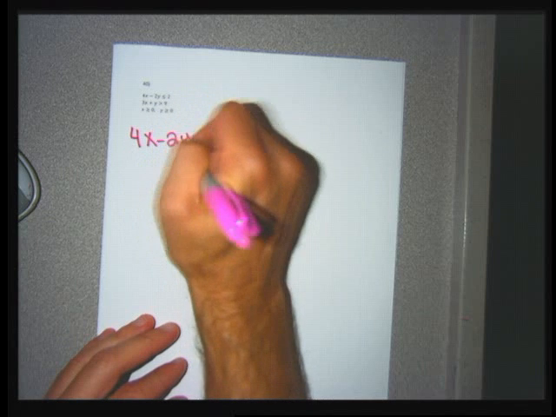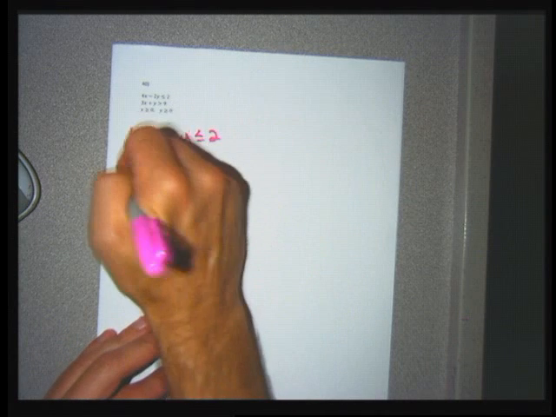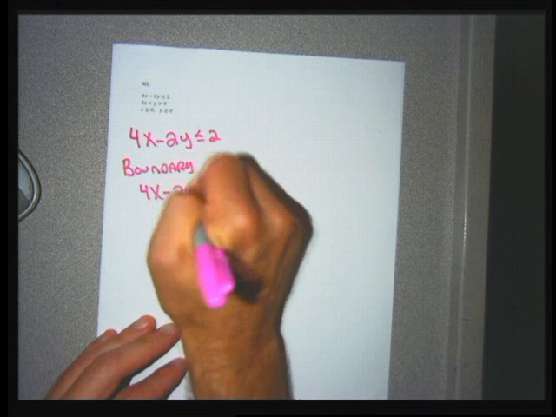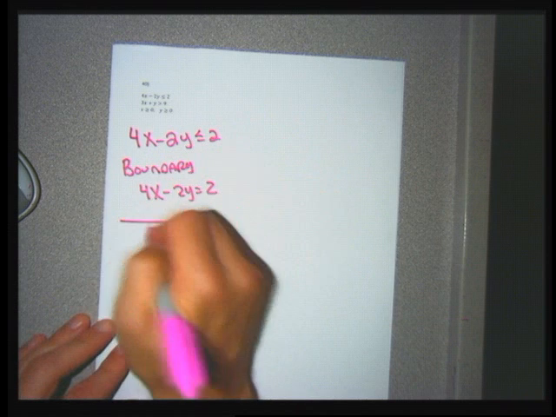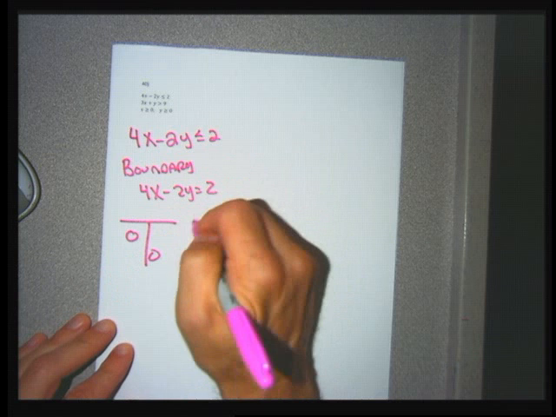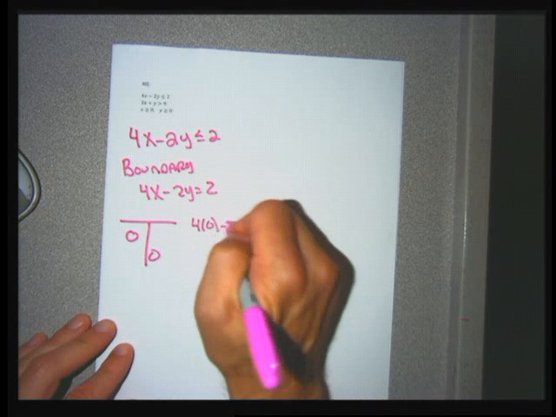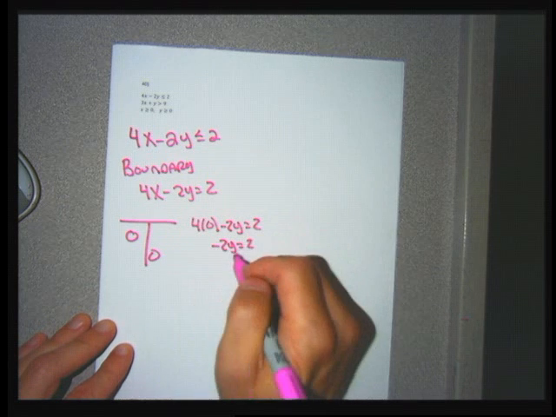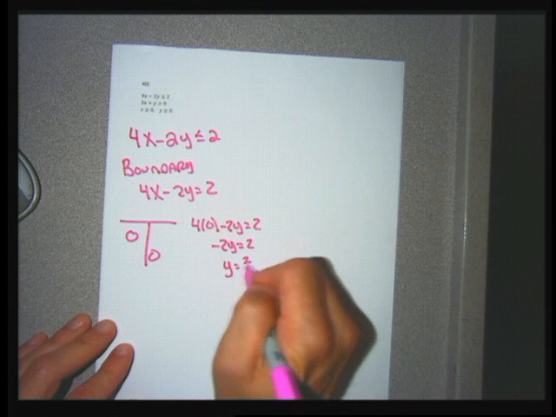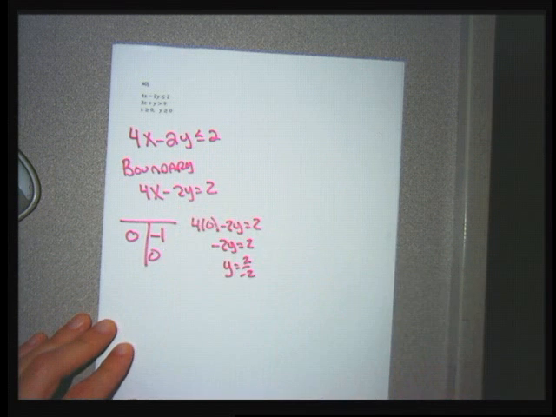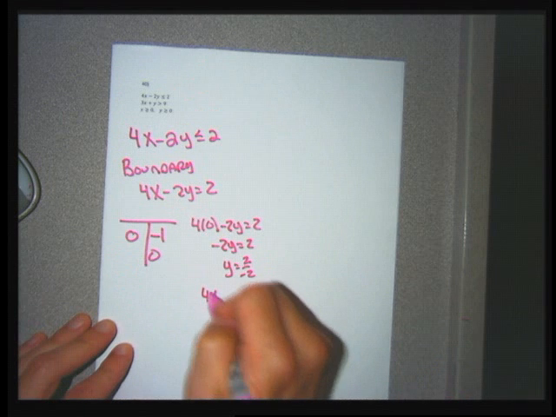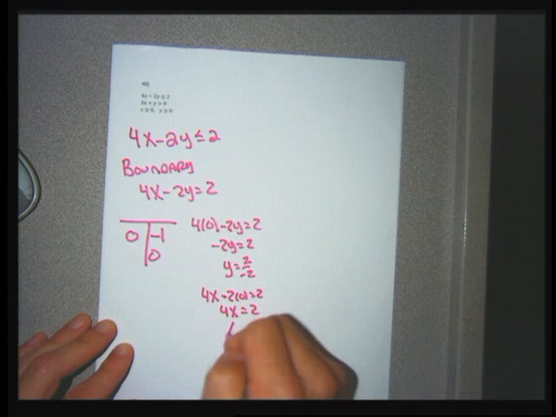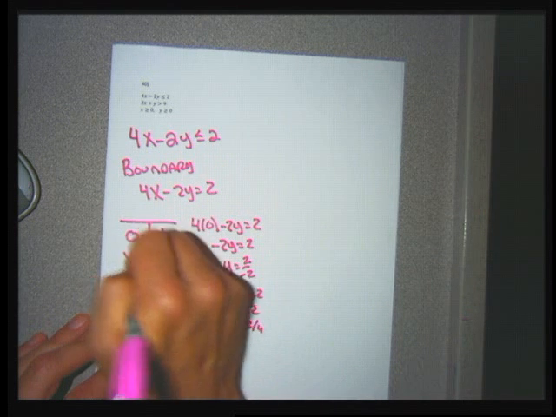4x minus 2y is less than or equal to 2. And I'm going to do the boundary of 4x minus 2y equals 2. Plugging in my zeros. Doing my 0 for x, I go 4 times 0 minus 2y equals 2. That leaves me with minus 2y equals 2. Dividing both sides by negative 2, I get y equals 2 over negative 2, which is negative 1. Doing my other 0, I get 4x minus 2 times 0 equal to 2. That gives me 4x equals 2, x equals 2 over 4, which is 1/2.